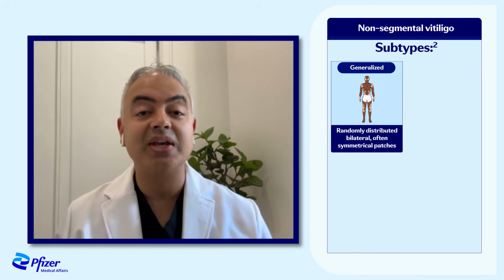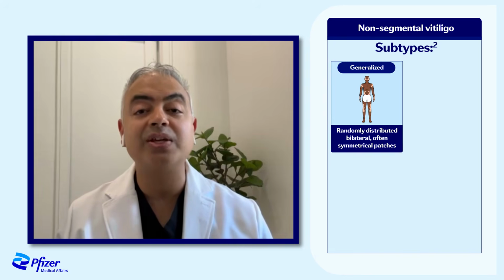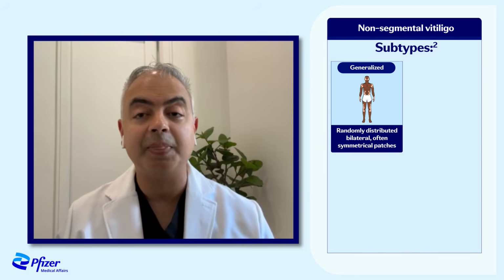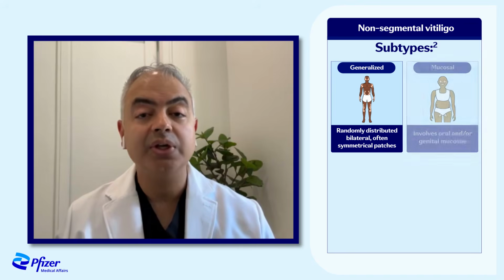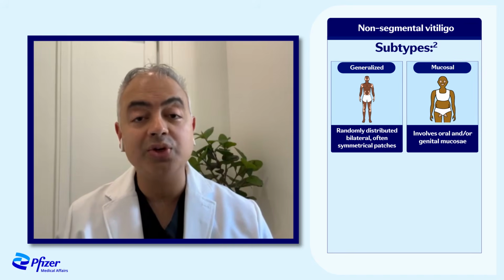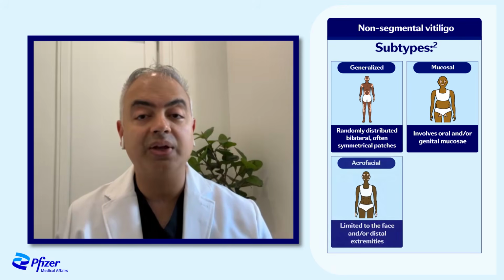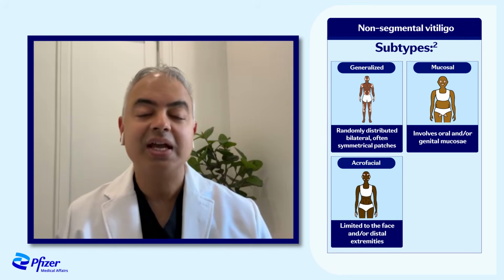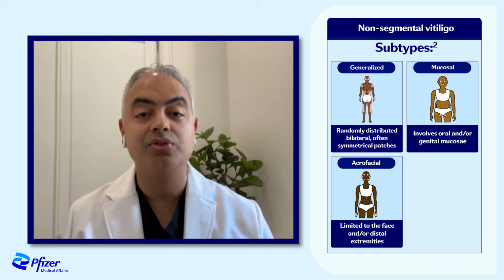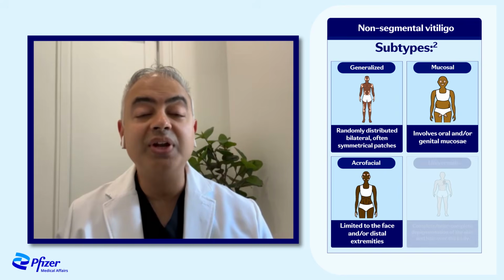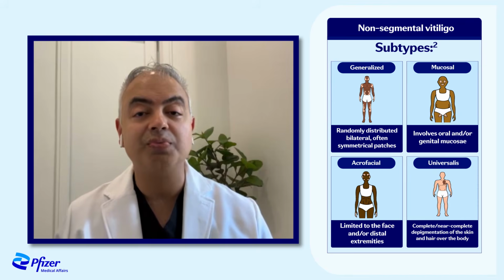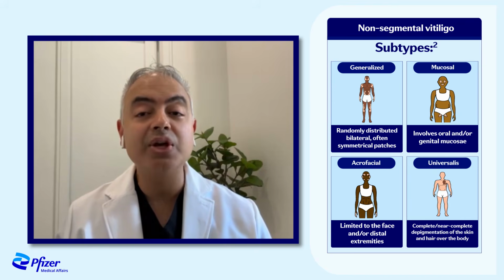Generalized vitiligo is characterized by bilateral and often symmetrical patches that are randomly distributed throughout the body. Mucosal vitiligo tends to involve oral and/or genital mucosa. Acrofacial vitiligo, as the name would suggest, is limited to the face and/or distal extremities. And vitiligo universalis is a term that refers to complete or near complete depigmentation of the skin and hair over the entire body.